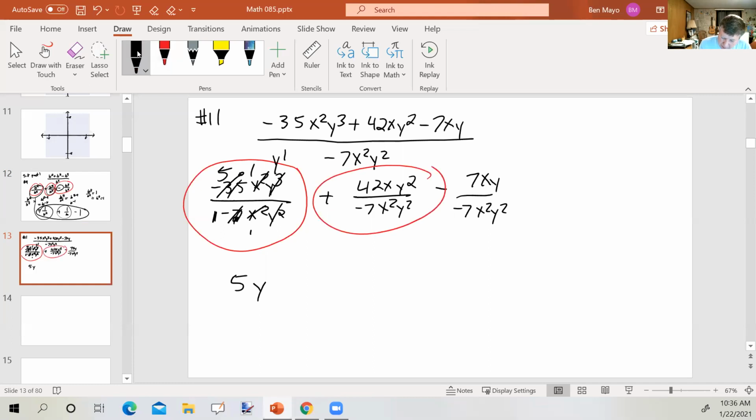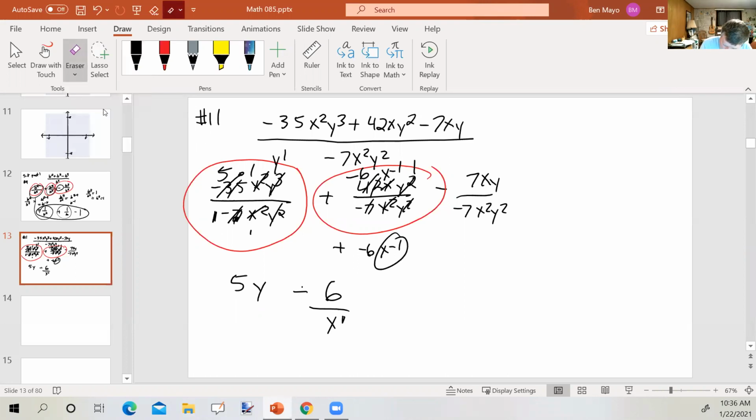Next term, 42 over -7 reduces down to -6 on top. X over x squared becomes x to the -1 on top. Y squared over y squared becomes 1. So I've got plus -6x to the -1. Okay, but that could be written as -6 over x, because x to the -1, we put it downstairs and make it x to the +1. And then I don't need to actually write that implied 1 exponent. Okay, so I've got 5y minus 6 over x.